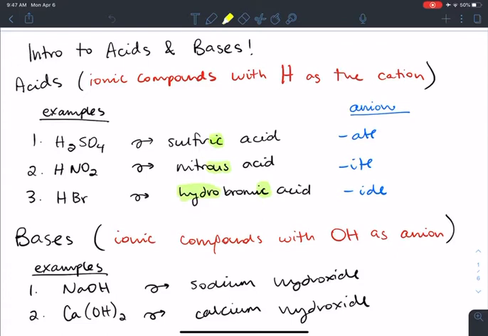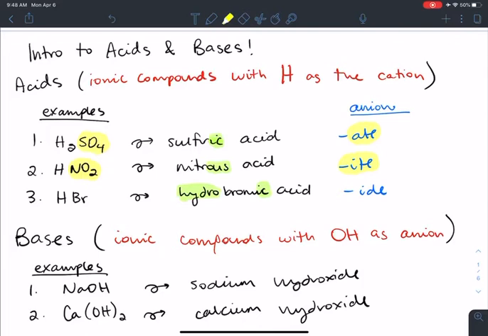And the reason for that is because the anion sulfate ends in an ATE. When you have an ate anion, it turns into an ic acid. For the second example, we have nitrite, which ends in ITE. When you have an ite anion, that becomes an OUS acid.